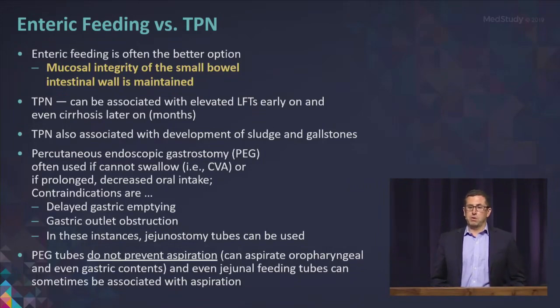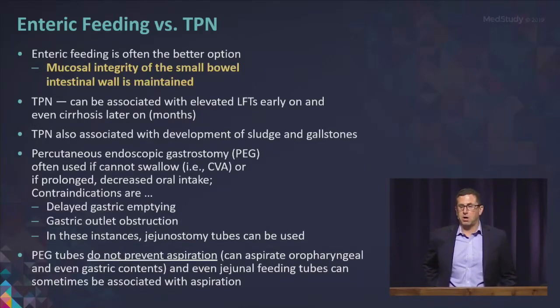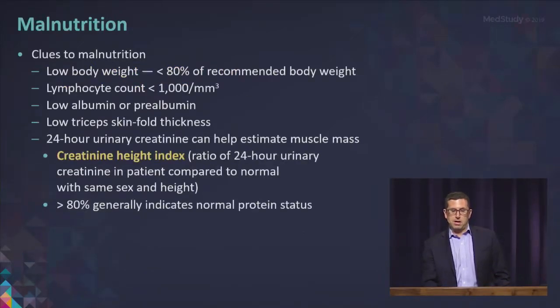So enteric feeding versus TPN. Generally, as I mentioned before, we want to do enteric feeding. It's a better option because there's mucosal integrity of the small bowel intestinal wall. TPN could be associated with a variety of side effects, including elevated liver tests and even cirrhosis. PEG and PEJ tubes are helpful, but they will not prevent aspiration. So those are important points.